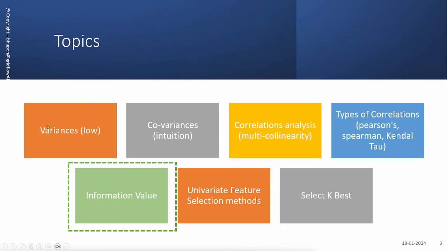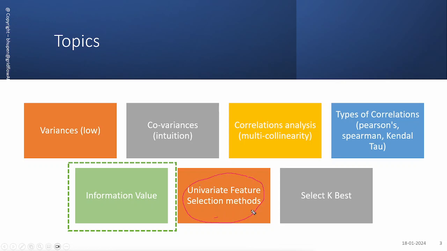In the previous videos, we talked about variances, how low variances can affect machine learning models, and covariances, the idea of covariance and its geometric interpretation, then correlations and multicollinearity. We talked about correlations and the various types of correlation. We also discussed one of the filter methods called information value. In this video, we'll talk about the univariate feature selection methods.